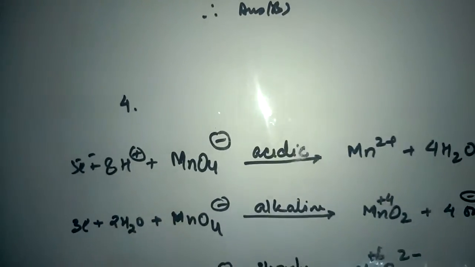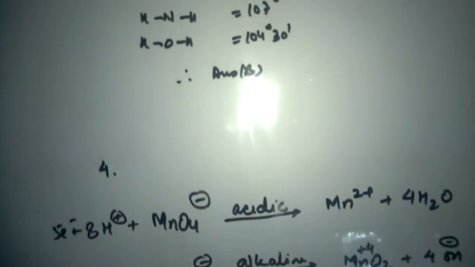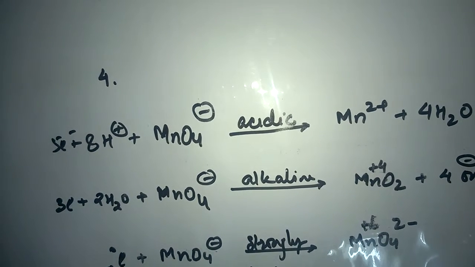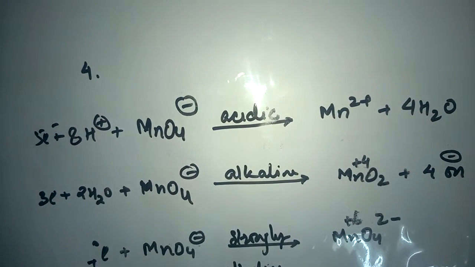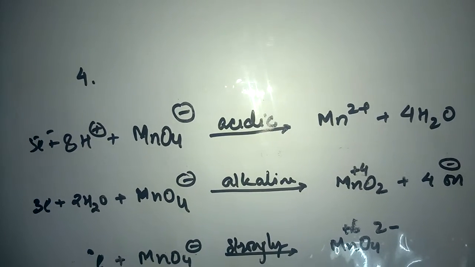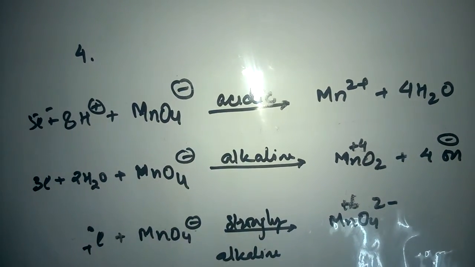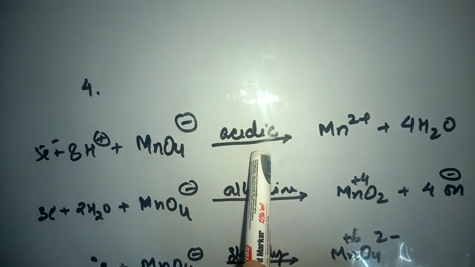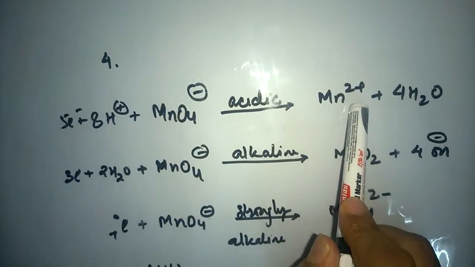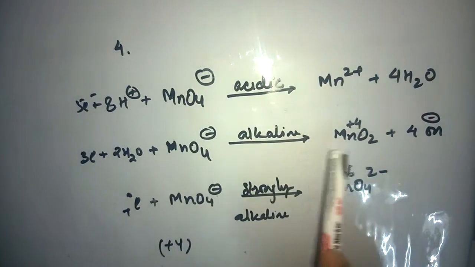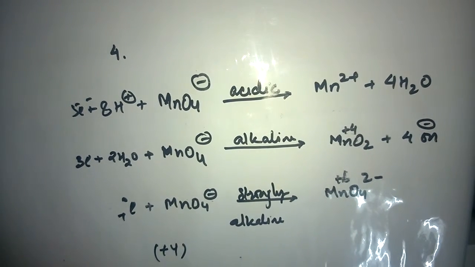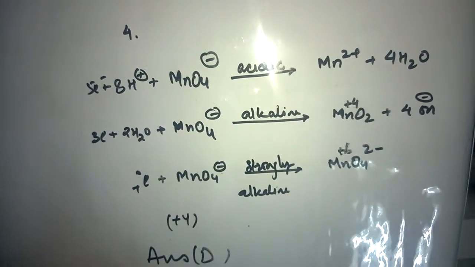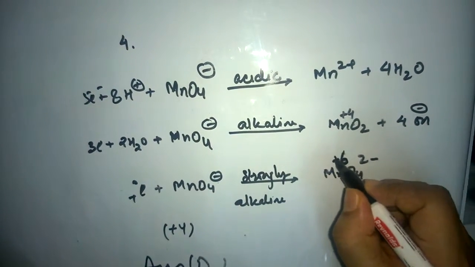In the last case, we find potassium permanganate is a very strong oxidizing agent, and it oxidizes most of the species, even hydrogen peroxide. Hydrogen peroxide can be oxidized by potassium permanganate both in acidic as well as alkaline medium. However, the reduced product of potassium permanganate depends upon the medium of oxidation. If the medium is acidic, permanganate ion itself gets reduced into Mn2+. In alkaline medium, it is reduced into MnO2, where the oxidation state of manganese is +4, and in strongly alkaline medium, it is reduced into MnO4 2-, or manganate ion, where the oxidation state of manganese is +6.